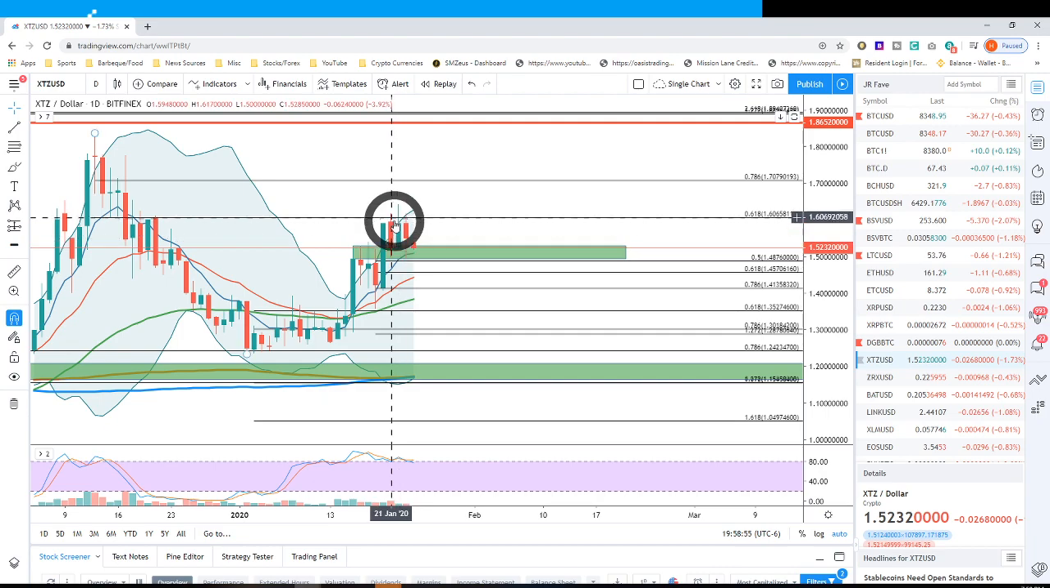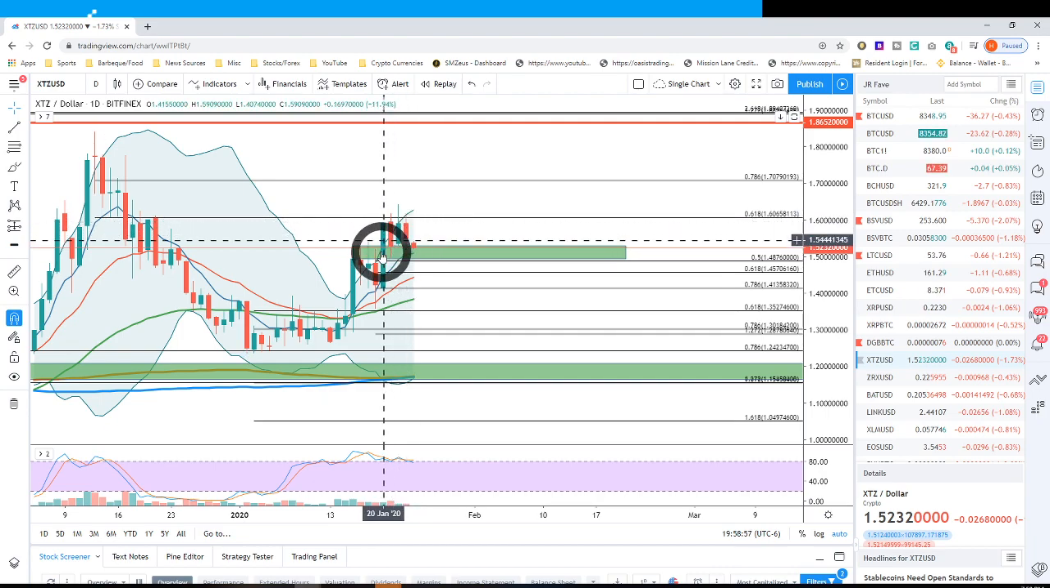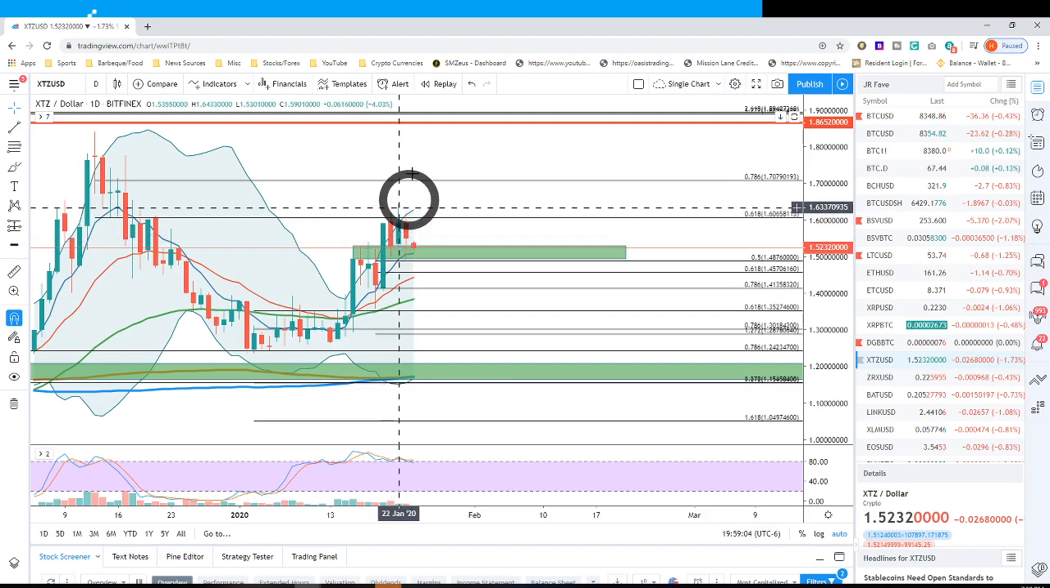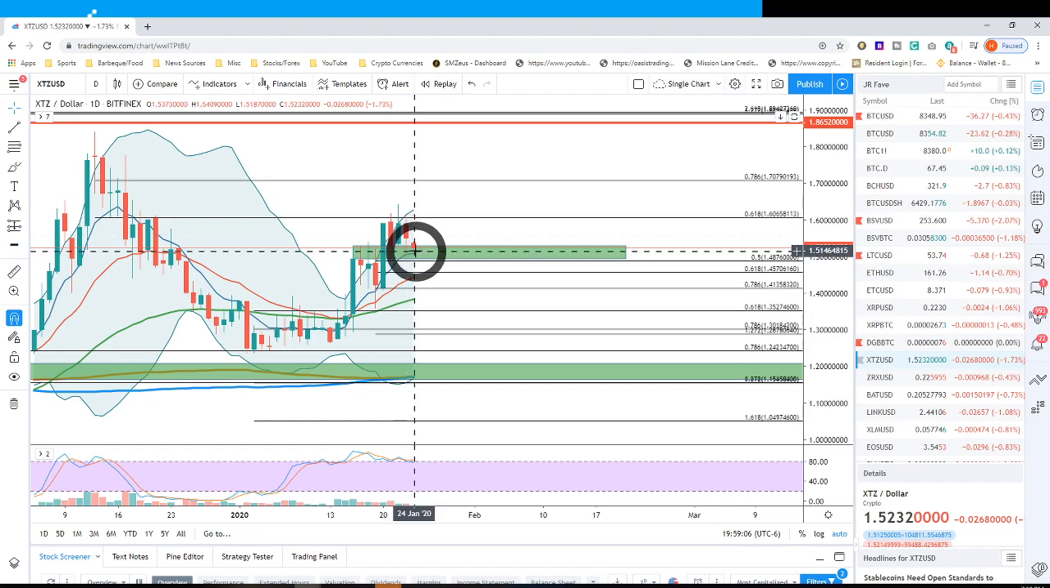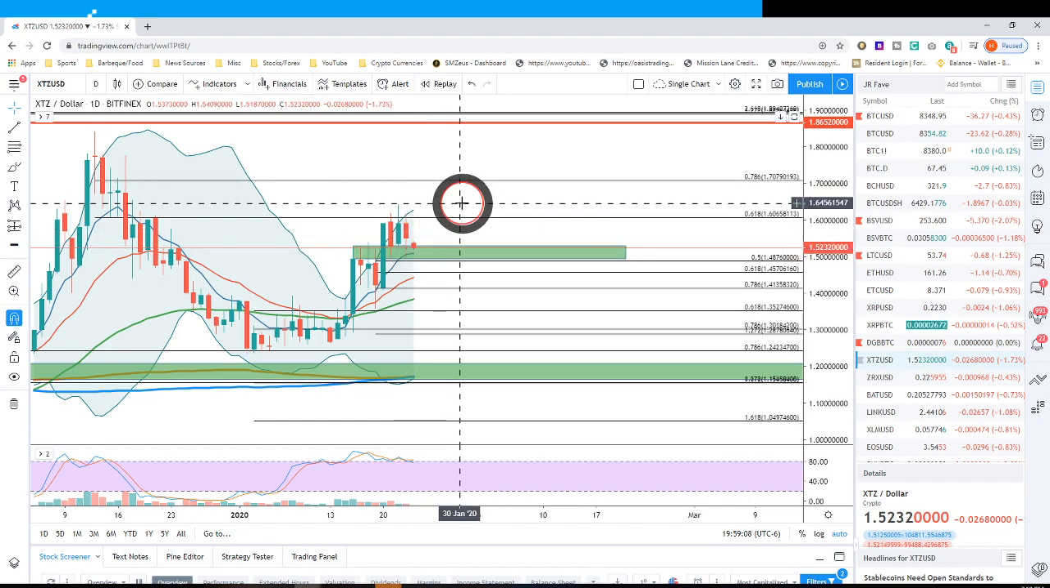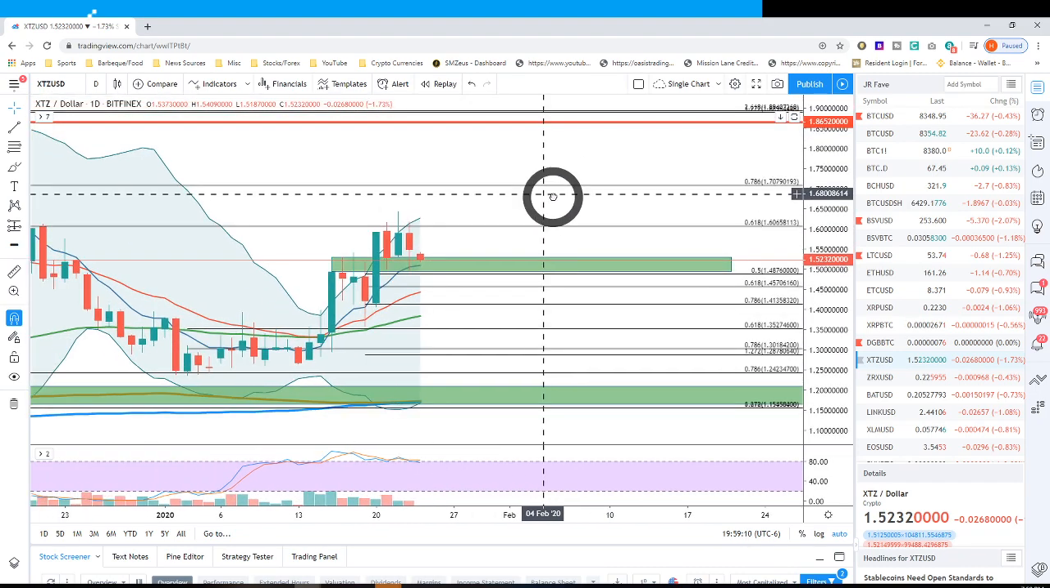This one has just been so volatile here lately. Had the big move right here. Red stick to get everybody out. Green stick to get everybody thinking it's going higher. And then another red stick and another one right here. So very volatile what's going on.